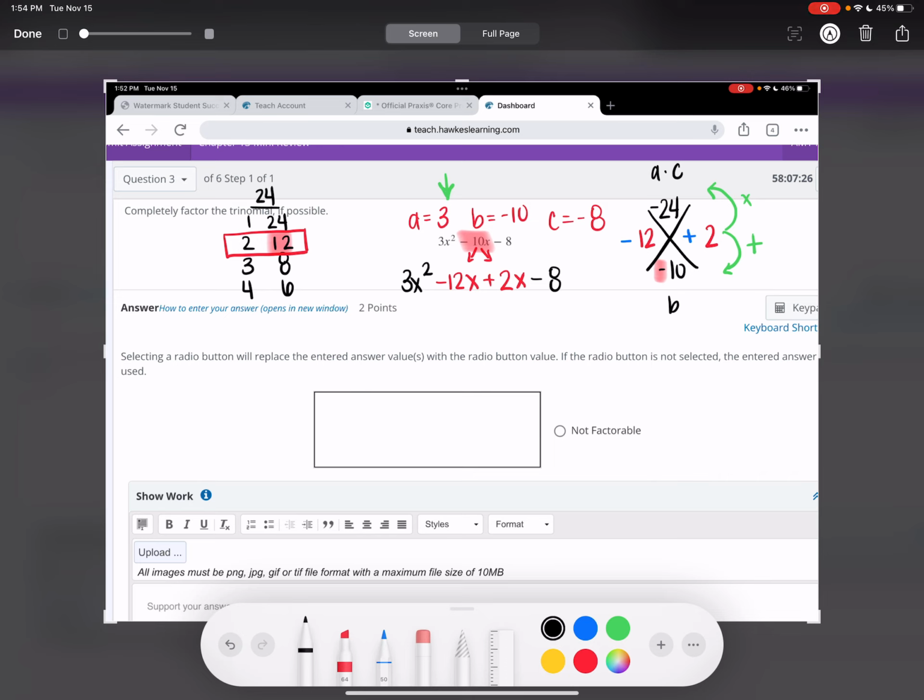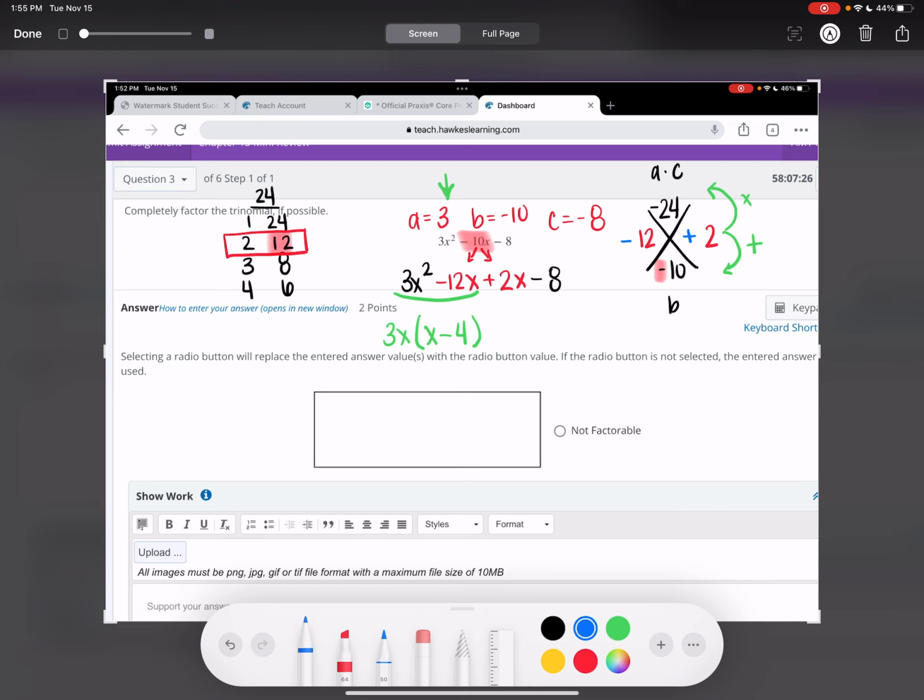The order in which you put those two numbers in the middle doesn't matter. You could do positive 2x, negative 12x. You would still get the same answer, but your factoring would look slightly different. All right, I'm going to group up the first two. 3x squared minus 12x. Those have a 3x in common. 3x squared, divide out 3x is going to give me x. Negative 12, divide out the 3 is going to give me negative 4. And then x, divide out the x is gone. And so I've got x minus 4 in the parentheses.